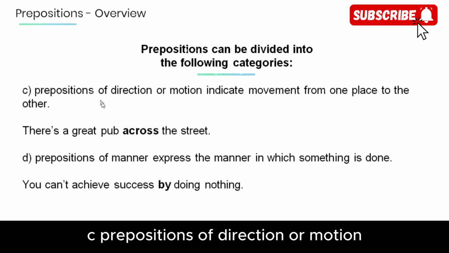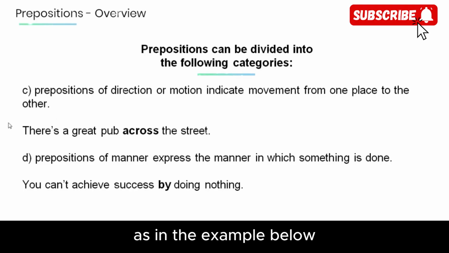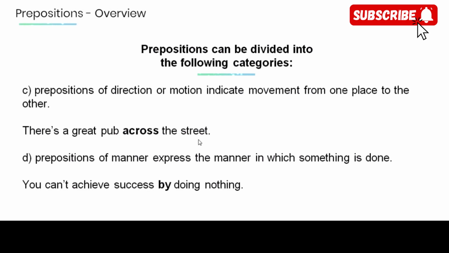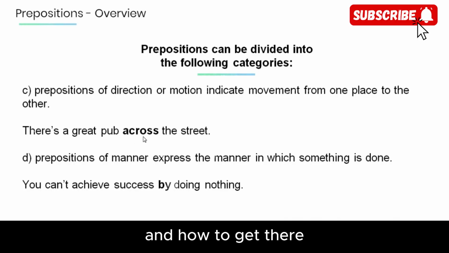C. Prepositions of direction or motion indicate movement from one place to the other. As in the example below, there's a great pub across the street. The preposition "across" tells us where the pub is and how to get there.